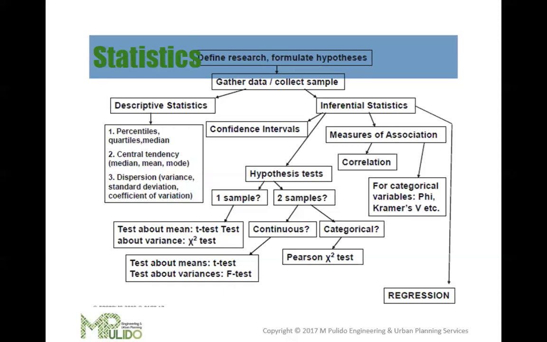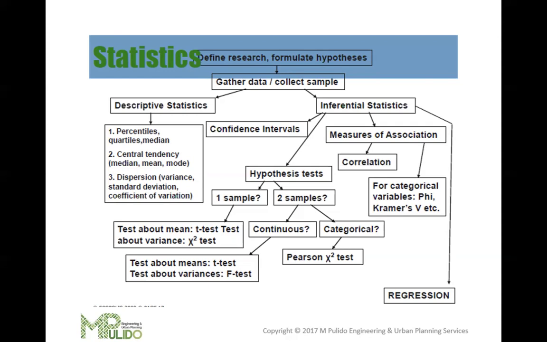variance, standard deviation, coefficient of variation. Okay. Variance, this is the measure, okay, of the spread of the data points.